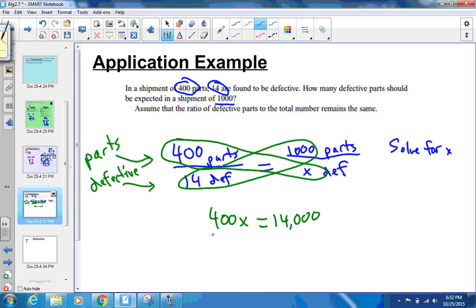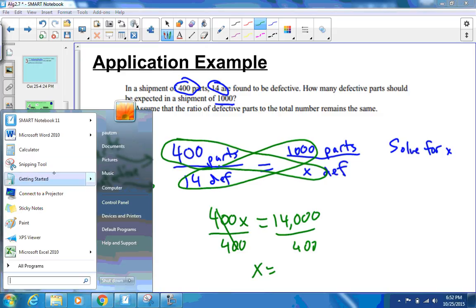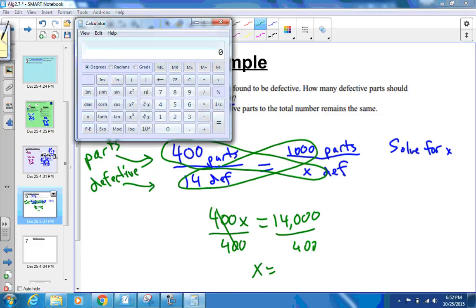The only thing to solve for x would be divide both sides by 400, and we'll get what x is equal to. I'm going to use my calculator to check this because I don't know this by heart or just off the top of my head. I could take a guess. It would be pretty close. I bet you it's 3.5, but I know that wouldn't make sense. 3,500, that's my guess. I don't know if that's correct.